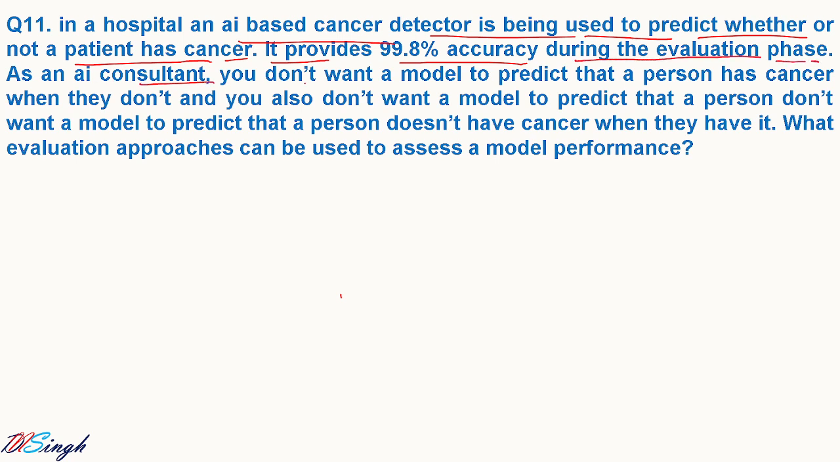As an AI consultant, you don't want the model to predict that a person has cancer when they don't. You also don't want a model to predict that a person doesn't have cancer when they have it. This is a case of false negative, because your model is saying the patient does not have cancer, but actually they do. And you don't want your model to predict that a person has cancer while they don't. This is a case of false positive. So you don't want false positives or false negatives.